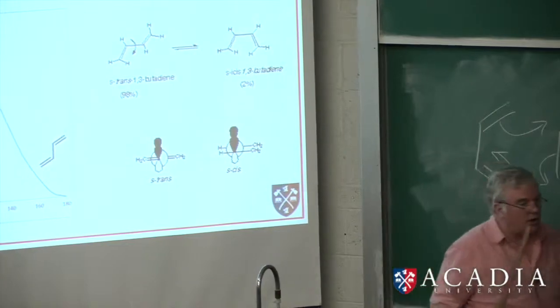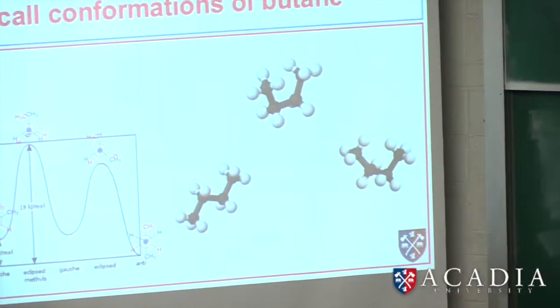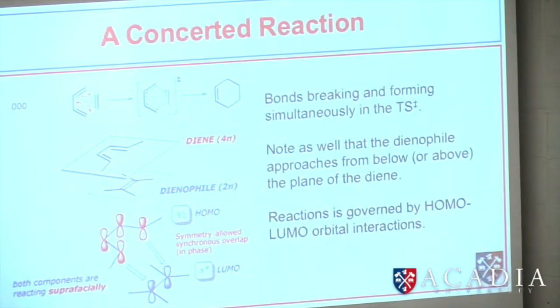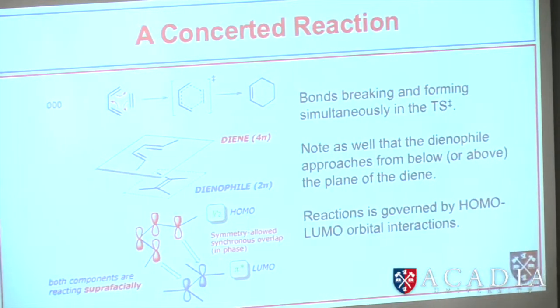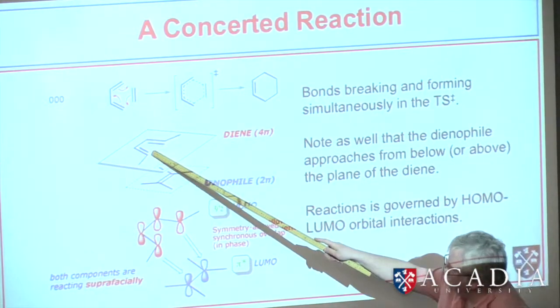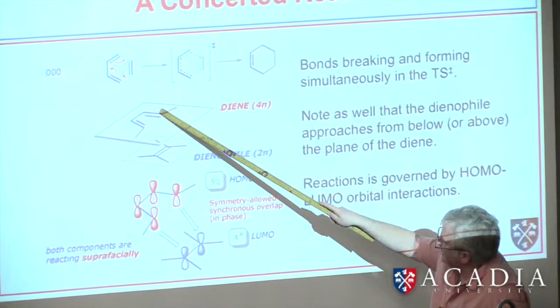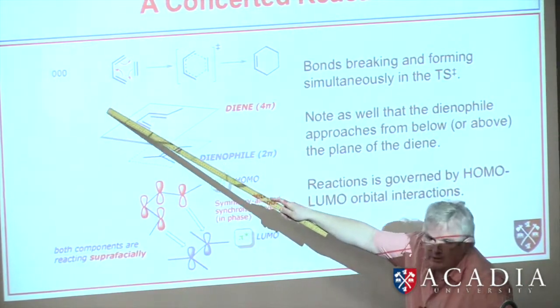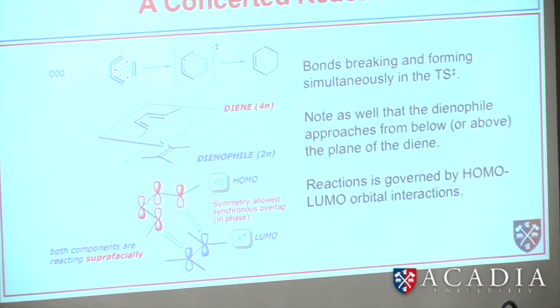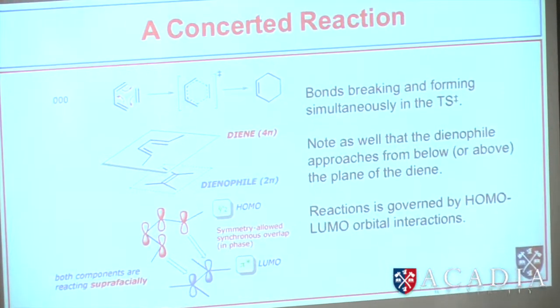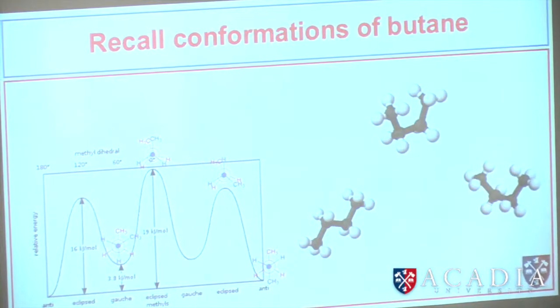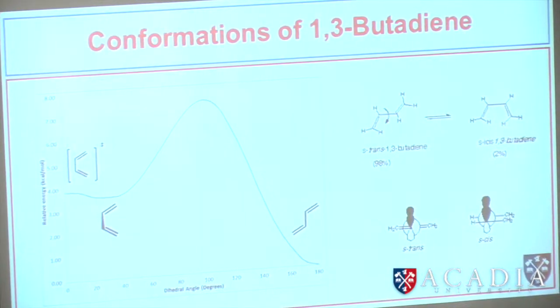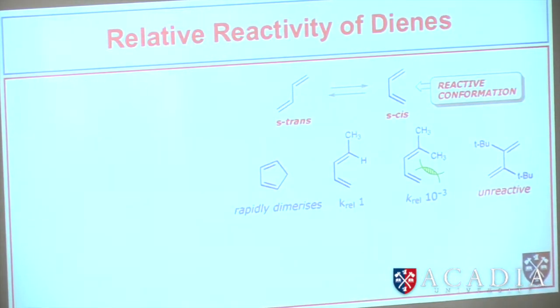If we take a look back at the transition state, right? We're forming a bond between that carbon and that carbon, and that carbon and that carbon. If this were way back here, it would be too far away to form a bond. So it has to be in the S-cis conformation. So this is the reactive conformation.